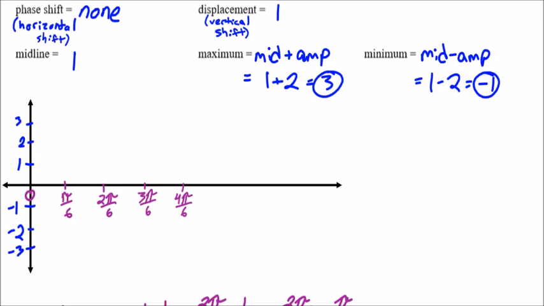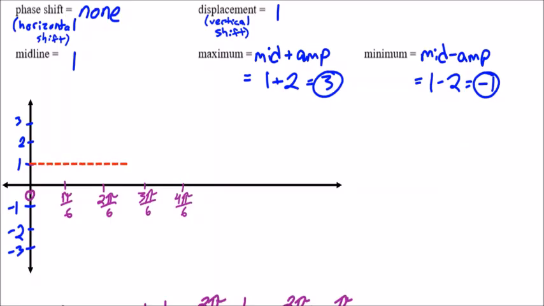now this is the good stuff. So let's draw our midline here. I'm going to use a dotted line for it. I'll do it in red. So the midline is 1. So this is the horizontal line that cuts this wave in half. You don't have to draw a dotted line, but I always suggest it. I think it helps a little bit.